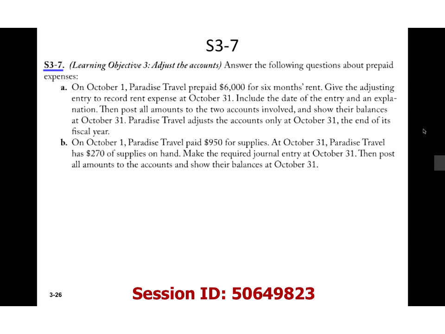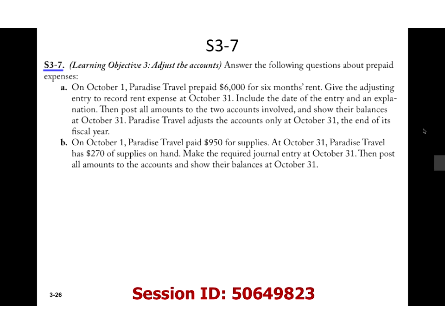Okay, so now we're going to do a couple homework problems. And these are examples of accrual adjusting entries. So this first one, 2 really short ones. First of all, we have exercise 3.7, Paradise Travel prepaid $6,000 for 6 months rent. Give the adjusting entry to record rent expense.